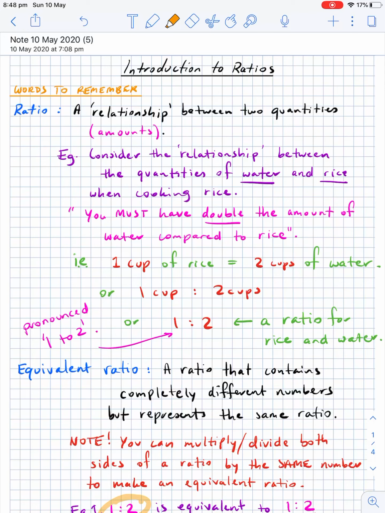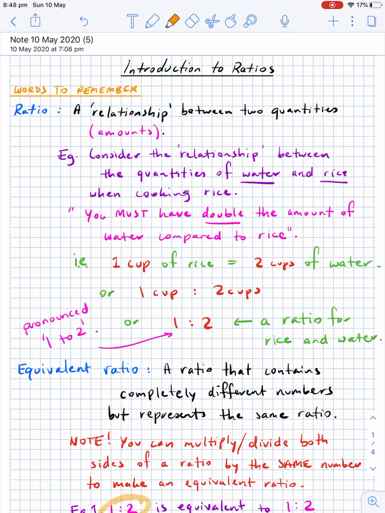So for example, consider the relationship between the quantities of water and rice when you're cooking rice. When you're doing this recipe, you've got to make sure you follow it in a certain way, and that's what I mean by this word relationship. The relationship when you're cooking rice is that you must have double the amount of water compared to rice.